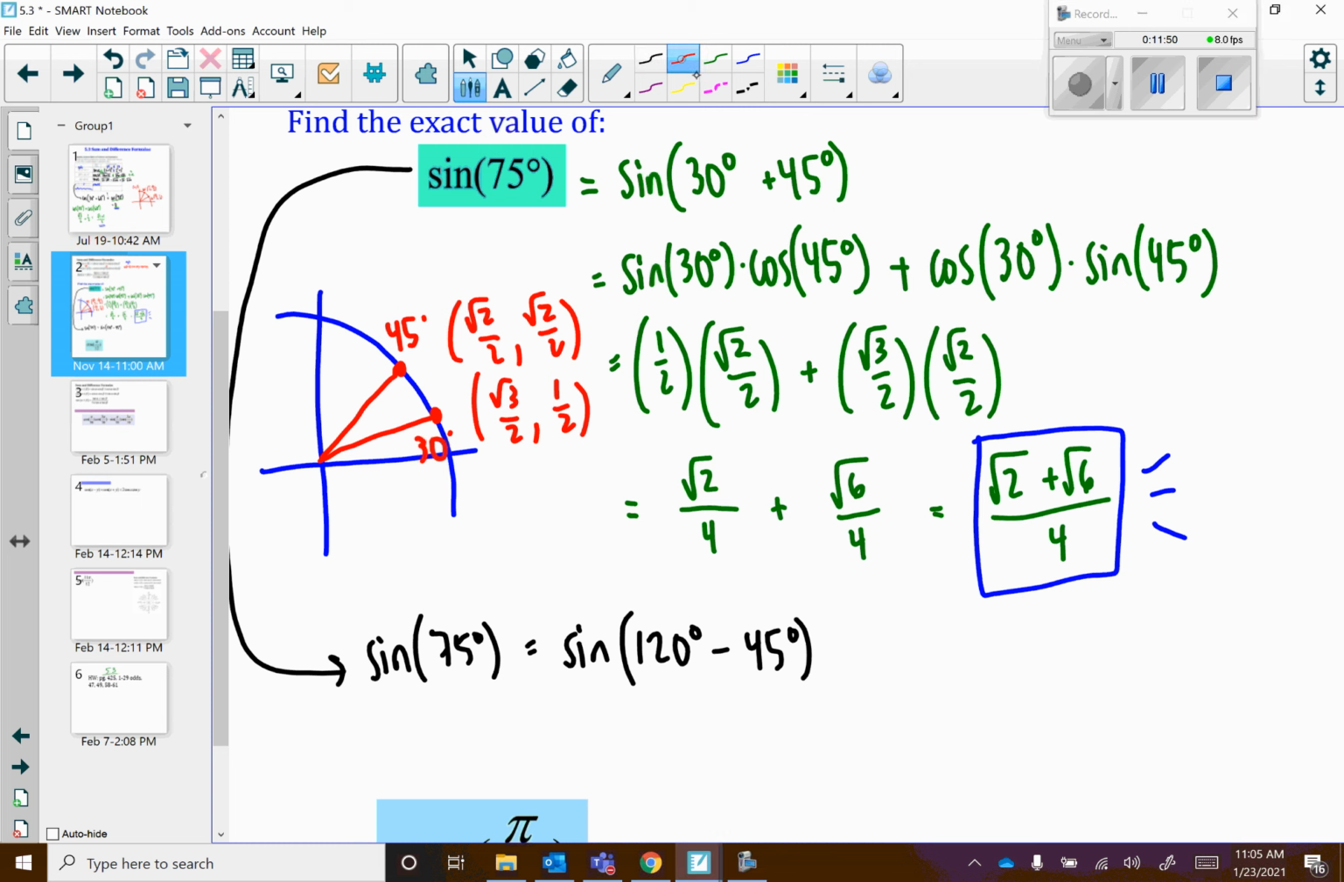Like I could write 120 minus 45, that is 75, and I could use those angles on my unit circle, and I would get to the same place here. So you can add or subtract values to get to 75 degrees as long as they are angles on our unit circle, and you'll still get the same answer.